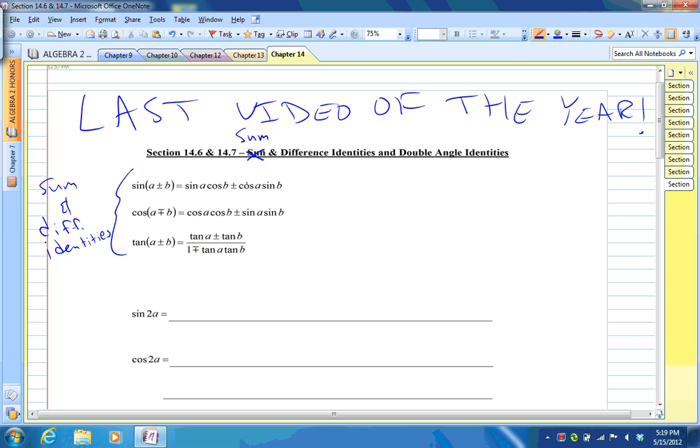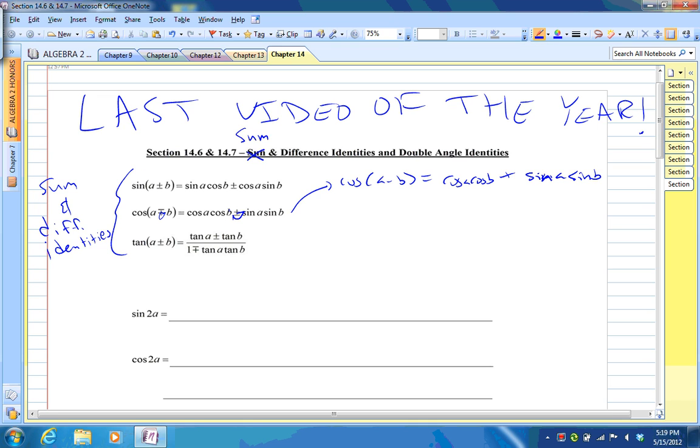Kind of the reverse with cosine. So this is like saying cosine of A minus B equals cosine A cosine B plus sine A sine B. So you kind of go in order. Or if you want to use the positive sign, then you have to use a negative sign on the other side.